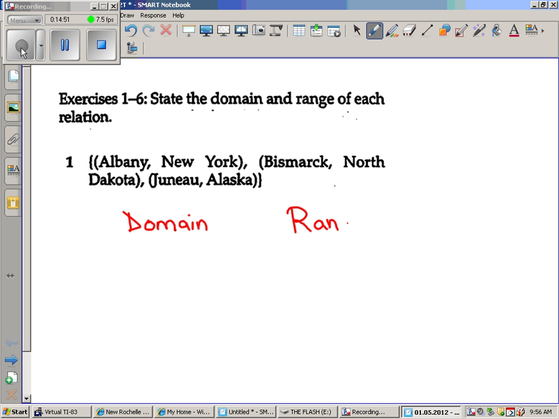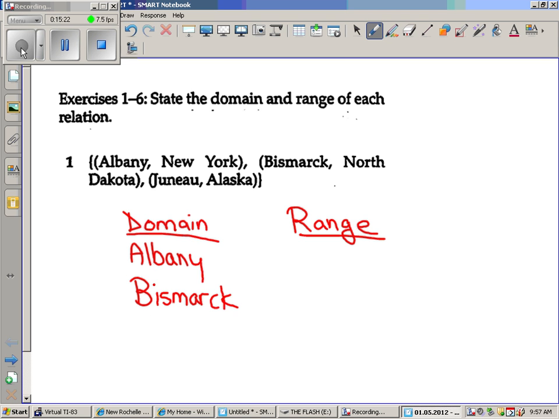So you don't have to necessarily take this down. We're going to go over it tomorrow. Let's just pay attention to it. Just out of curiosity, what's the domain of this set of items? What are those? Does anybody know what those are? What is Albany? What is Bismarck? What is Juneau? Specifically, what are they? Thank you. Yeah. Bismarck, Juneau, and what is the range of this set of items?